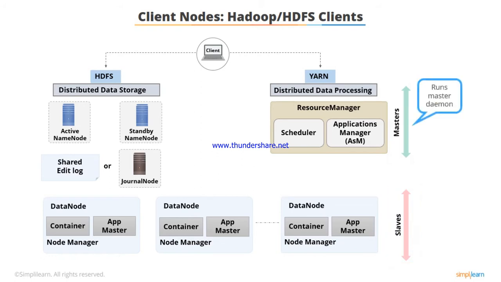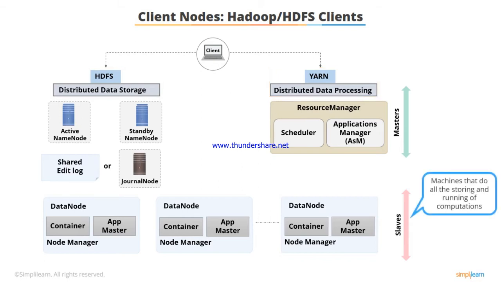The master node runs master daemon, which manages two important functional parts that make up Hadoop: storing data in HDFS and using MapReduce or YARN to run parallel computations on that data. Slave nodes refer to the majority of machines that do all the storing and running of computations.